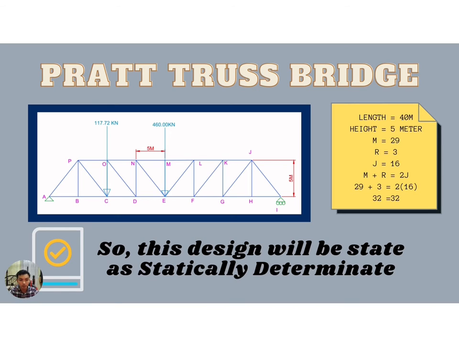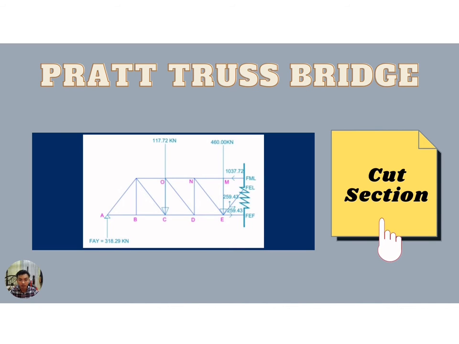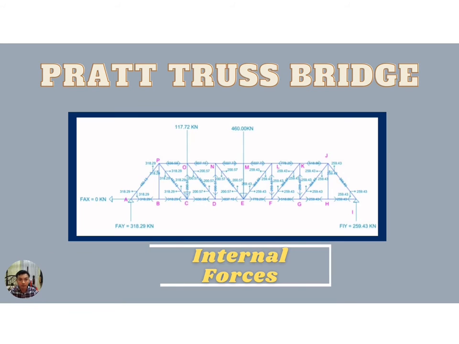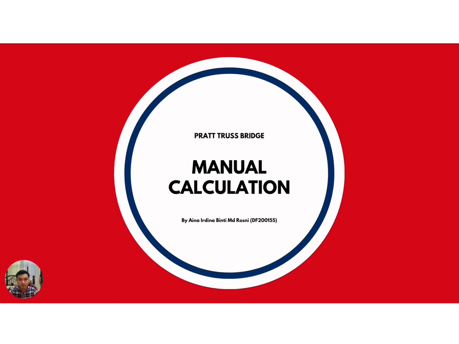So we have put forces at node C of 117.72 kilonewton, and also at the middle of our bridge about 460 kilonewton. Next, this is our cut section design that shows our reaction at support A, which is 318.29. And this is the calculation for the internal forces, and this is our result for the internal forces of the bridge.